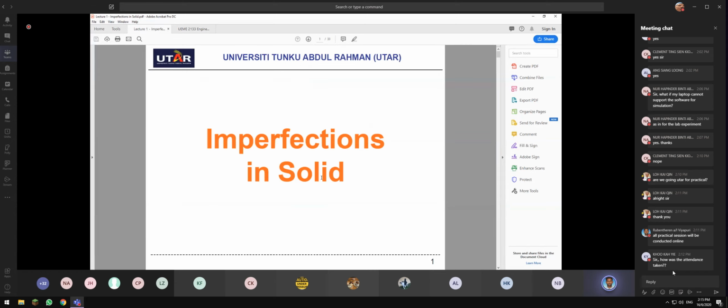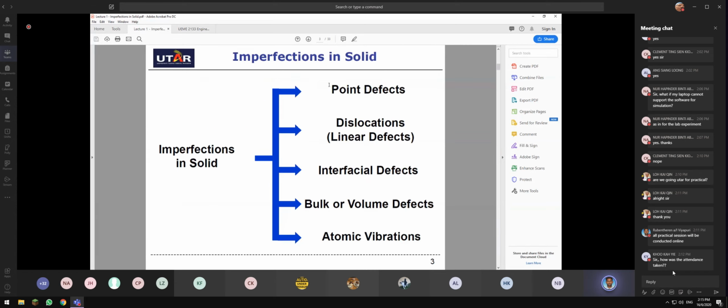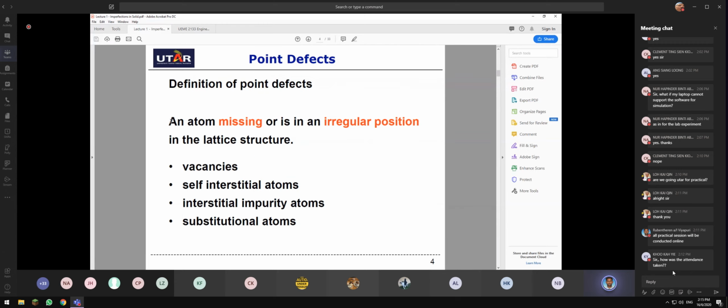I'm talking about point defects, and under point defects, the definition of point defects is missing atoms or atoms in an irregular position in the lattice structure. And there are a few types of point defects, which are vacancies, self-interstitial atoms, interstitial impurity atoms, and substitutional atoms.